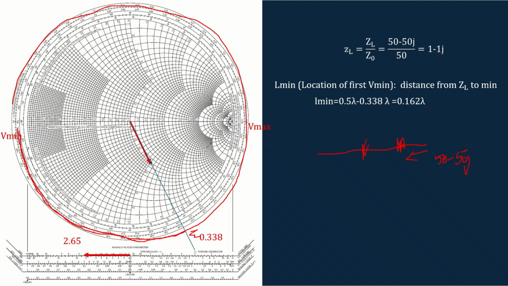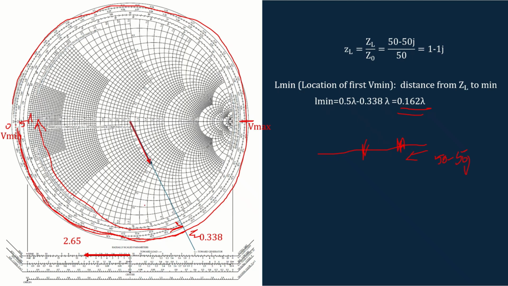So to find V minimum, we know that V minimum occurs at 0.5 lambda. So the V minimum occurs at this distance. So to get that distance, I can just subtract 0.338 from 0.5 lambda. So that will give me the position of the V minimum. So this is the value of V minimum, and V maximum will be occurring at this position.